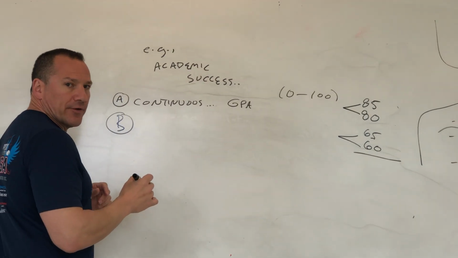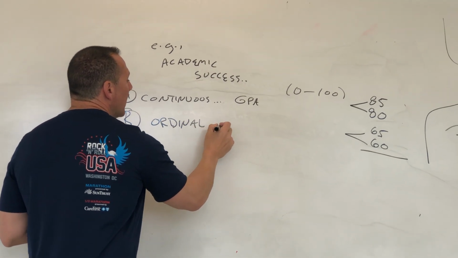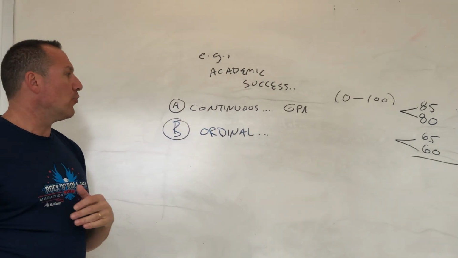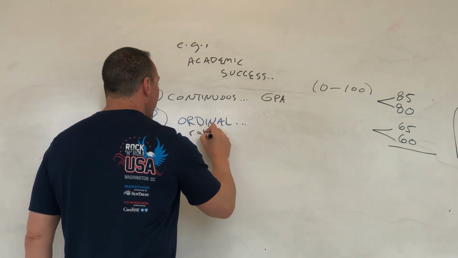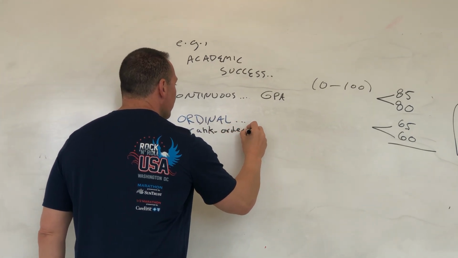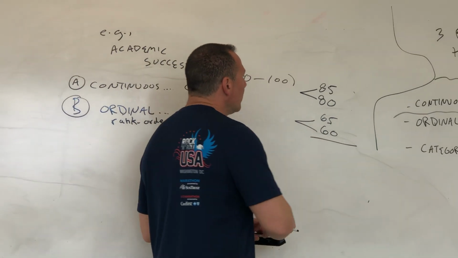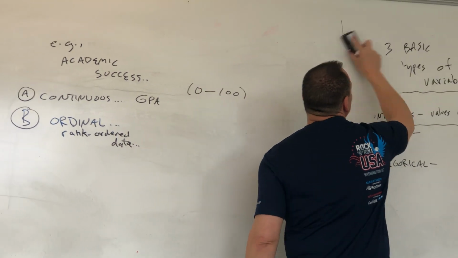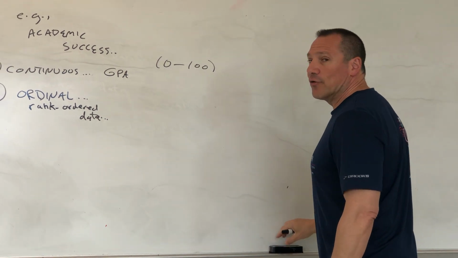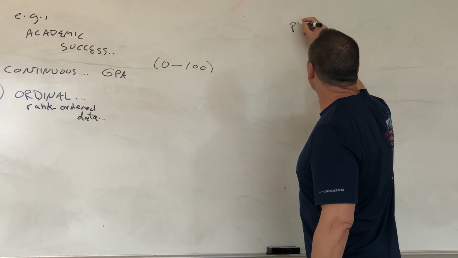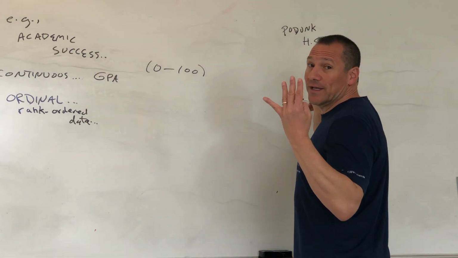Now, here's something different, which is ordinal. An ordinal variable is one where it's just rank ordered data. So let me give you some data to think about. I'm going to give you a really small graduating class. So this is Podunk High School. It's in the Adirondacks. There's four kids who graduated.